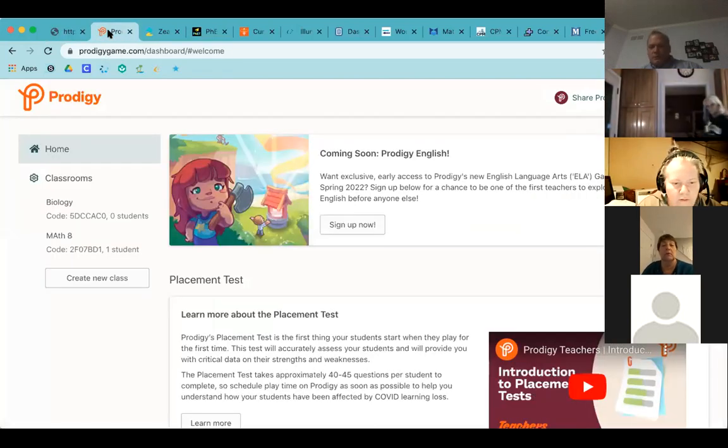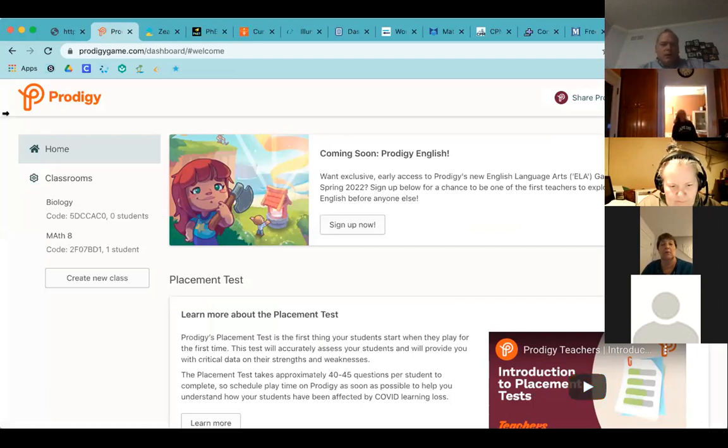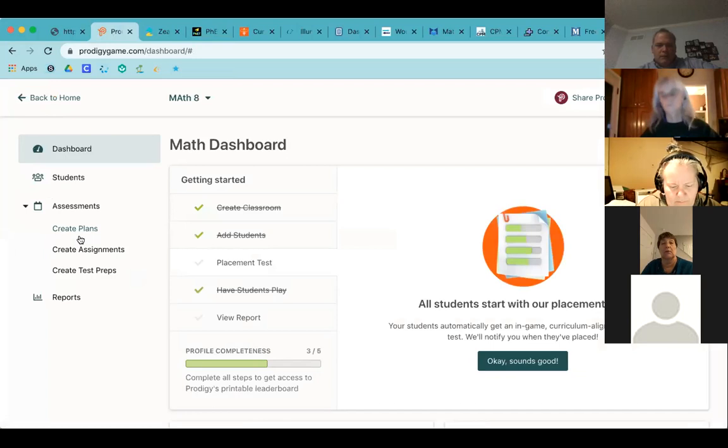Prodigy is one that I'm using quite a bit with some students now. It's a game-based application. Once you sign up, you can set up a class for all of your students. They don't have to be in the same grade because you can assign students based on their level. You can give them an assessment and figure out where they're at. When you're setting it up, it'll ask you which state you're in, so it automatically makes the work that they're doing conform with Delaware standards.